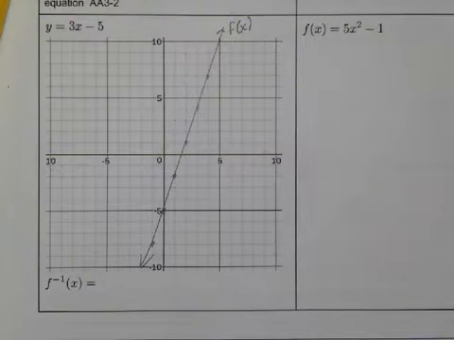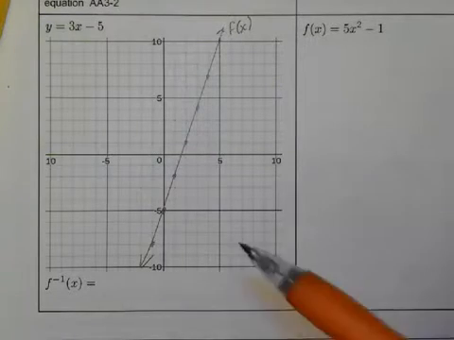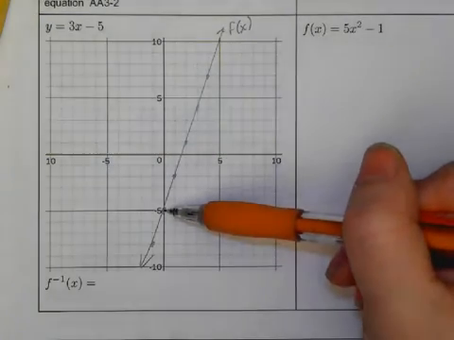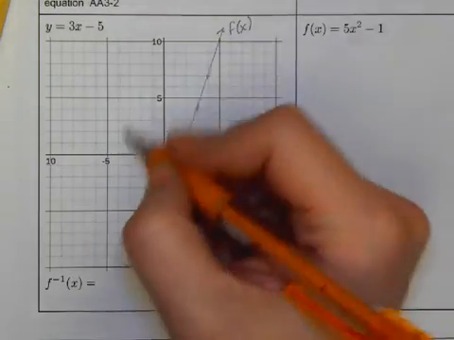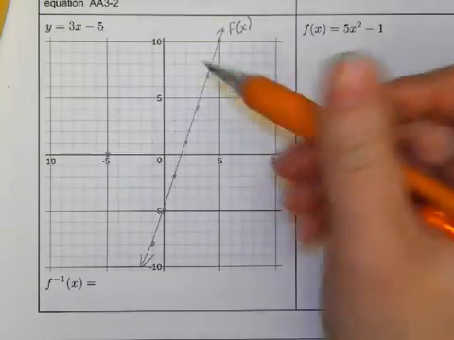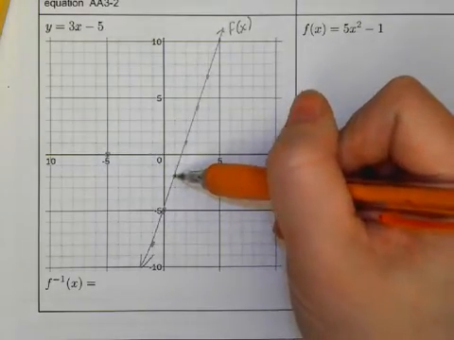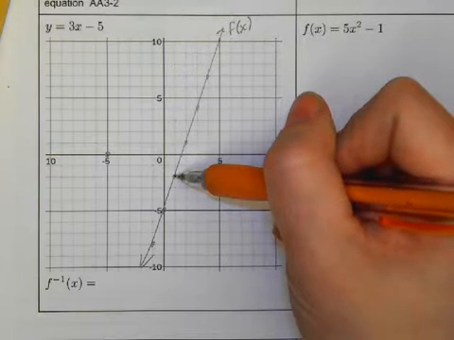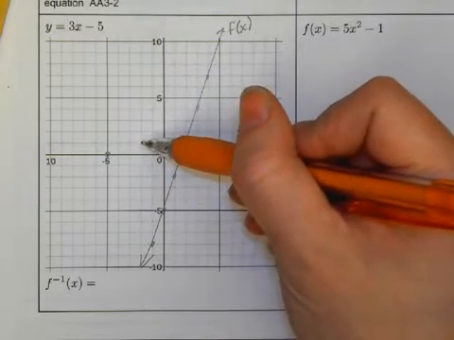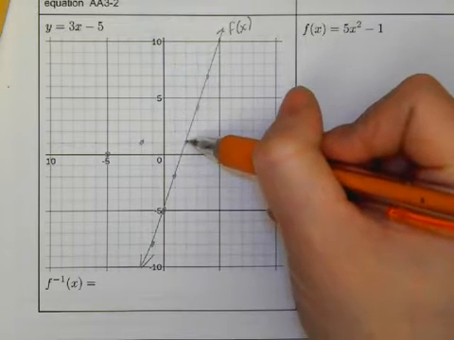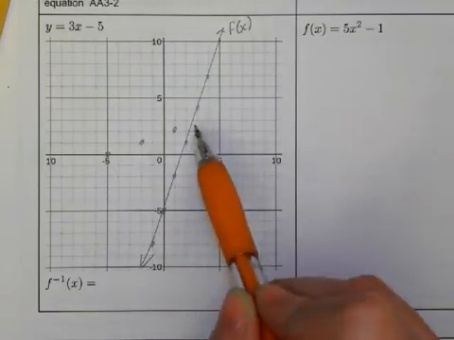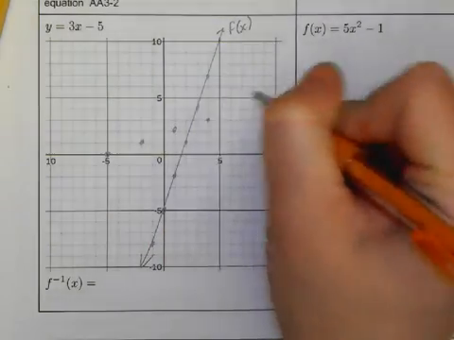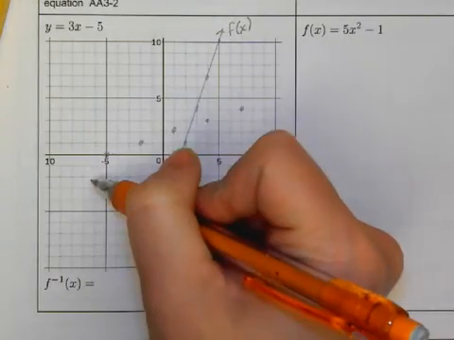So then when you do your inverse, you're swapping all your x and y's. So if my y-intercept here is the point 0, negative 5, then my x-intercept is going to be negative 5, 0. And if my point right here is 1, negative 2, then it's going to be negative 2, 1. And if this is 2, 1, it's going to be 1, 2. So you should be noticing this pattern here is going up 1 over 3 instead of up 3 over 1.